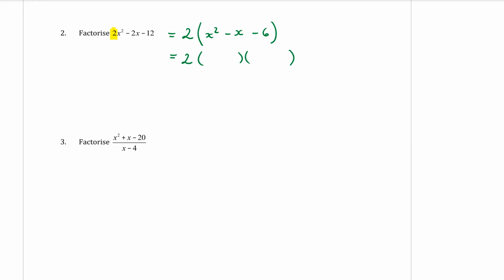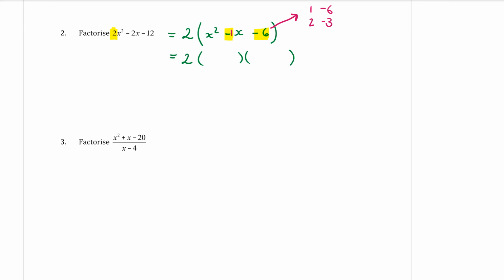And I'm going to be looking for numbers that times to give -6. Let's look at our options. Things that times to give 6 would be 1 times 6 and 2 times 3. Now because it's a -6, I know I need one of the numbers to be negative. Because this number in here is a -1, I know the bigger number needs to be negative. So let's put a negative on that 6 and on the 3.